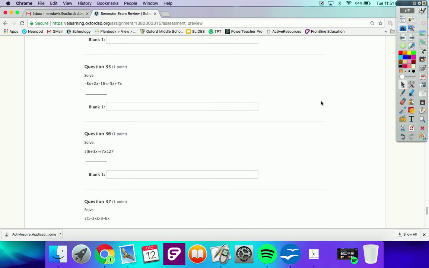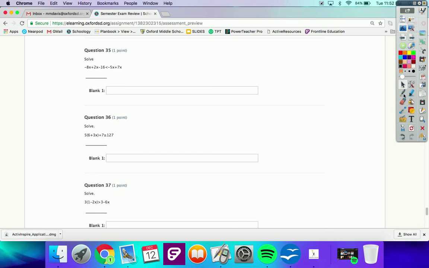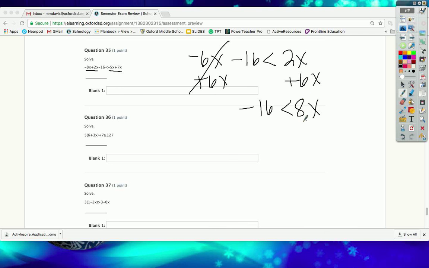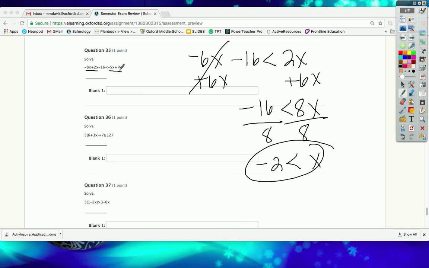Last few here, number 35. There's a lot going on. Need to combine like terms. Negative 8x plus 2x is going to leave us with negative 6x minus 16. It's less than negative 5x plus 7 is going to be 2x. Get our variable on the same side together. Negative 16 is less than 8x. So when I divide by 8, negative 2 is less than x. So if I rearrange it, x is greater than negative 2. We usually write the variable on the left.